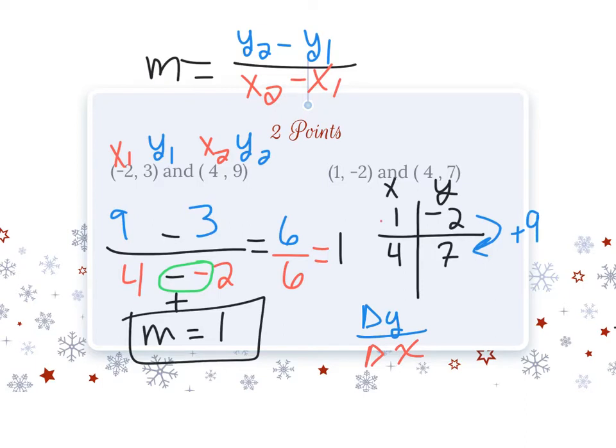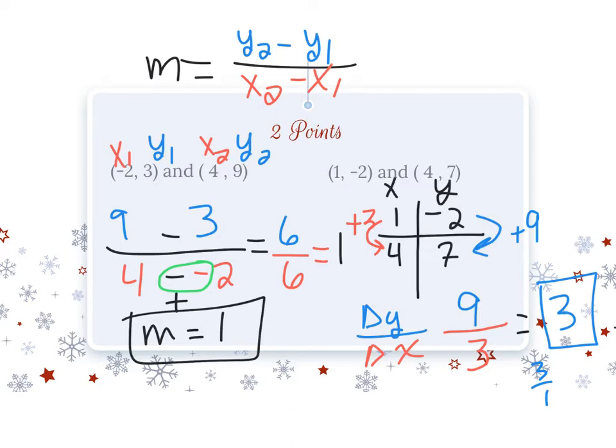And 1 to 4, we need to add 3 on this side. So our change in our x's is 3. Our change in our y's is 9. And again, we can reduce this. So 9 divided by 3 is 3. So our slope is equal to 3, or 3 over 1.